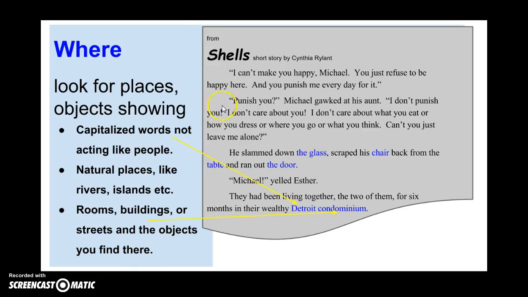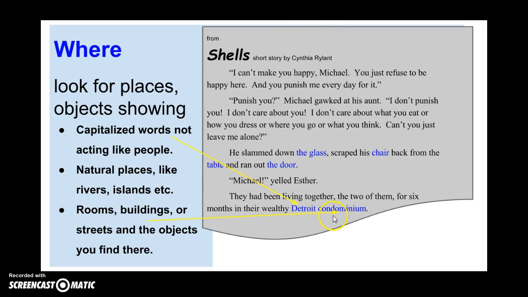I also want to know where, and by finding where, I'm going to look for places or objects that show where, or that might hint at where. For example, I can find capitalized words that don't act like people. So here we have a capital word, but it's not doing anything that a human would do, so maybe this is a place. I also would look for natural places like rivers, trees, islands.